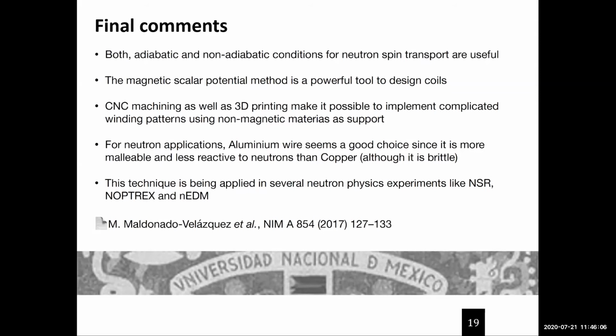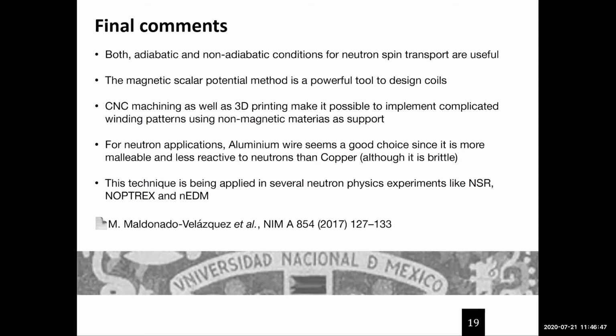Particularly for neutron applications, we have found that aluminum wire seems to be the best choice, since this wire is more malleable, so it is easier to shape with these weird looking windings. And it's also less reactive to neutrons than copper, but also it is brittle. It can break easily, so that's one disadvantage of aluminum wire, but in general, we think it is best for this type of coils.